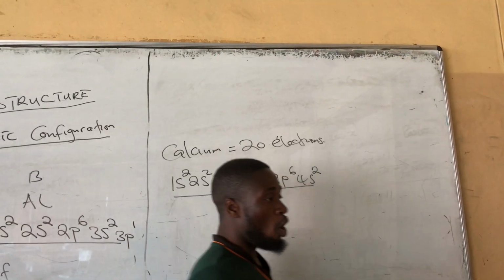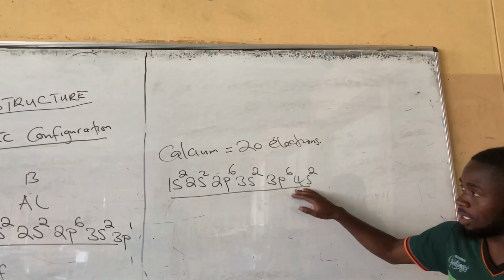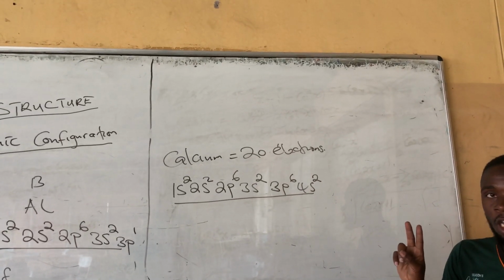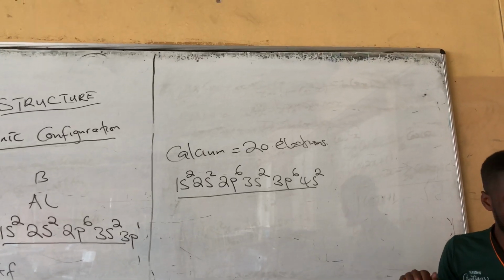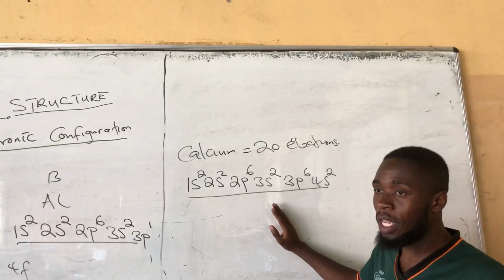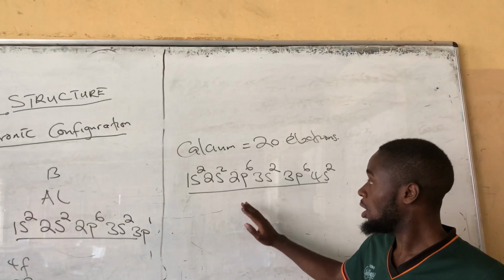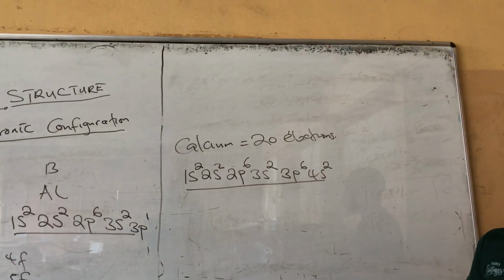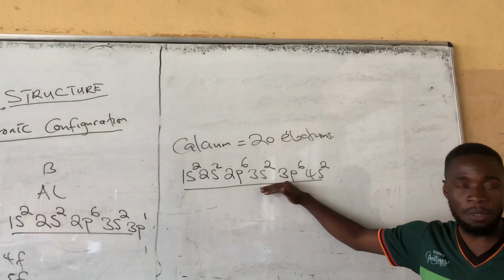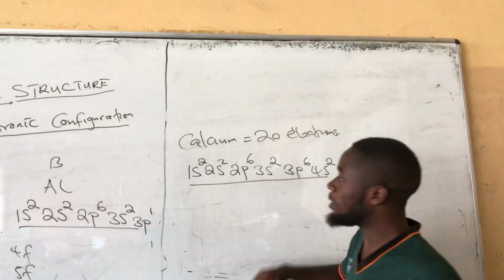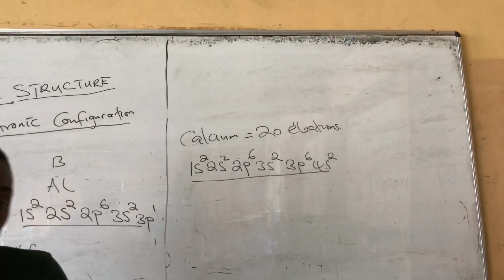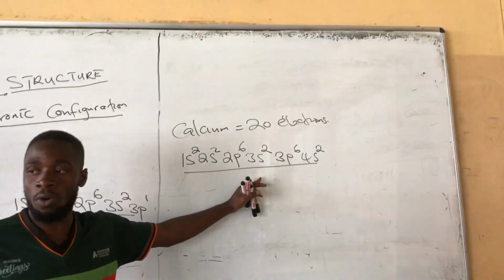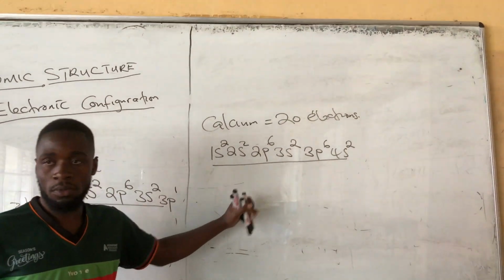So here, almost all the elements, the electronic configuration is just simple and straightforward. But we have two exceptions: copper and chromium. The electronic configuration won't be simple or straightforward for those two. For the other elements, just follow this order. But for copper and chromium, don't.